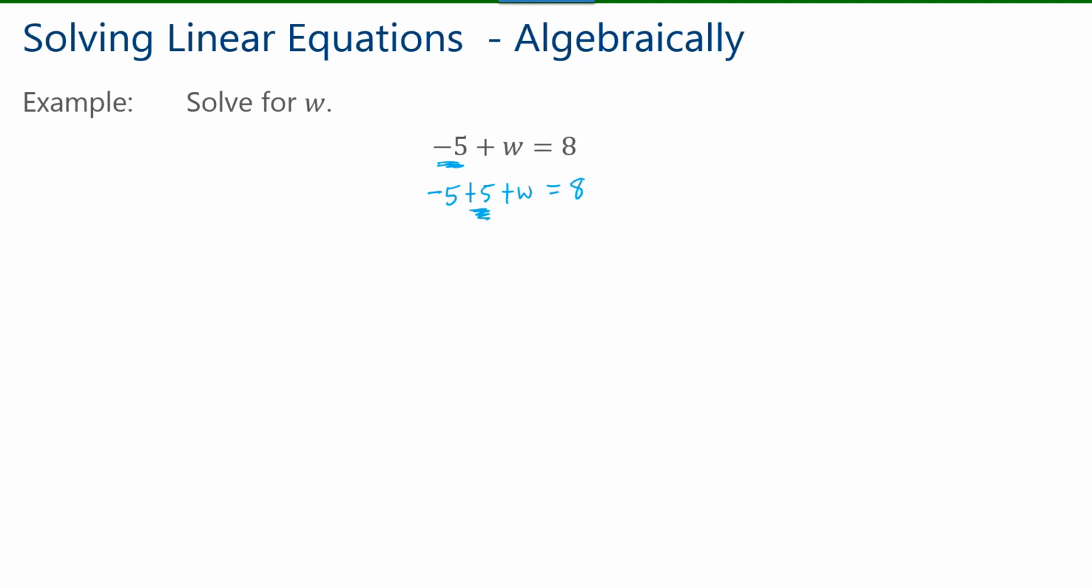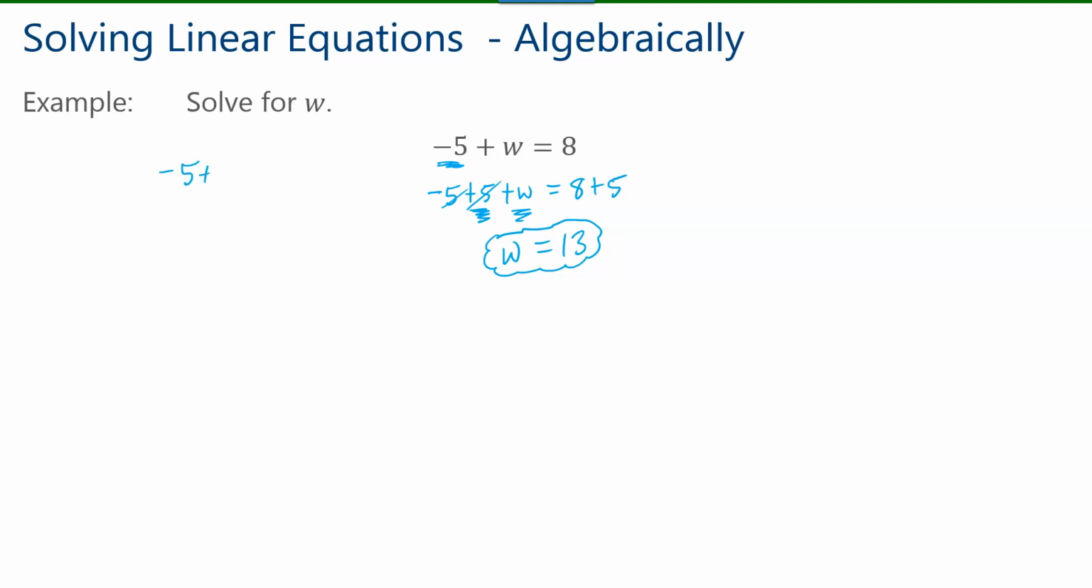And whatever I did to the left-hand side, I must do to the right-hand side. -5 plus 5 gives us 0. So we're just left with our 1w, and 8 plus 5 equals 13. We have just solved our equation.